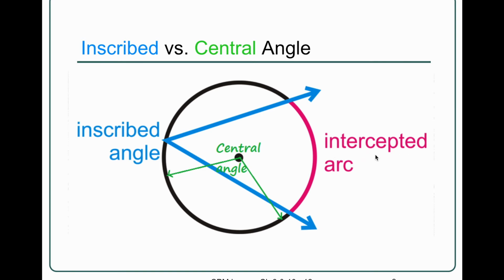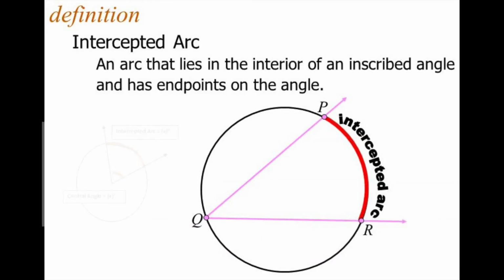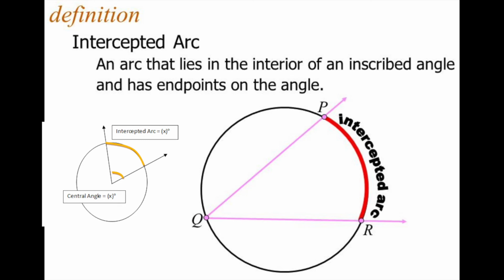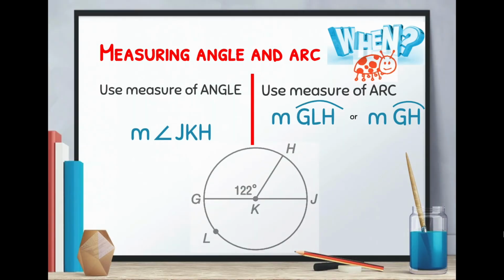The intercepted arc is another word I want you to know. The intercepted arc is the pink arc. When to use the measure of angle with the sharp end symbol, and when to use the arc with the curved symbol on the letters GLH. On the left hand side, the measure of angle JKH. On this side, we call it the measure of arc GLH, the measure of arc GH.